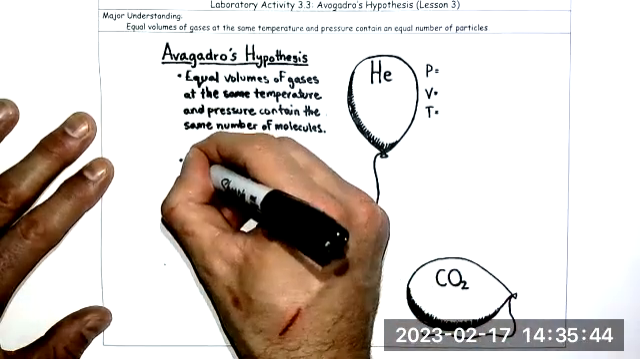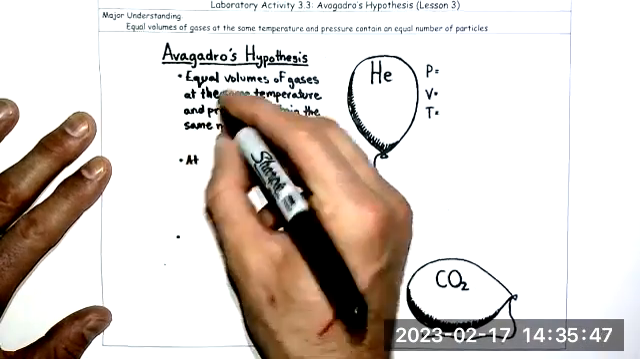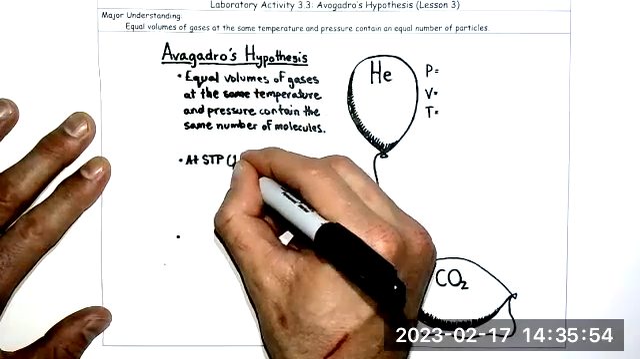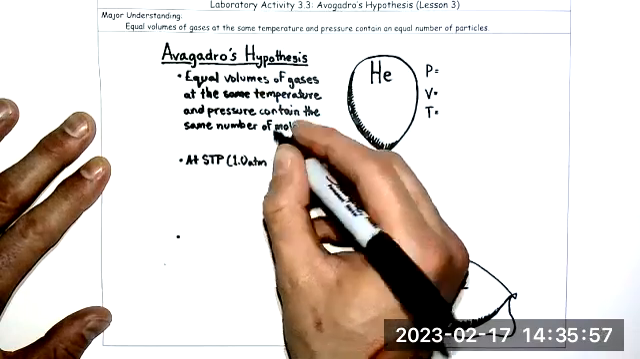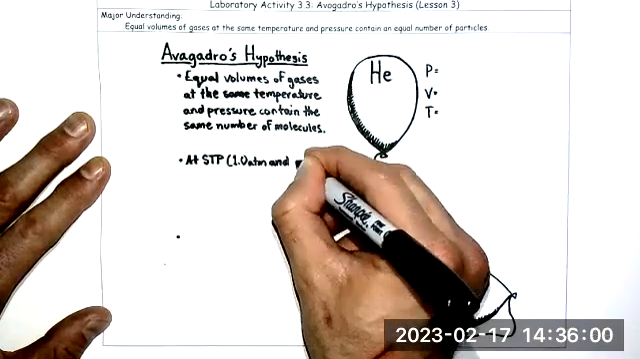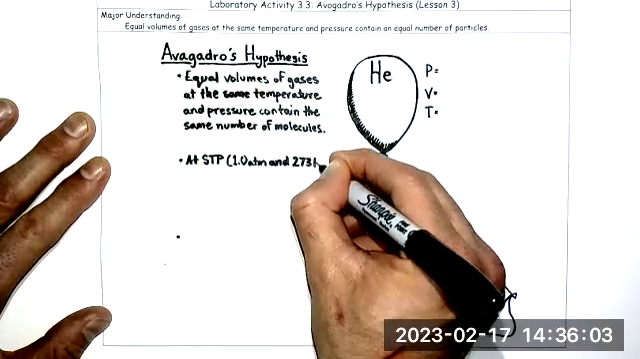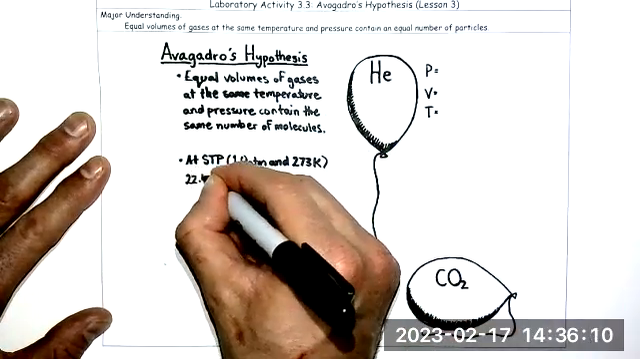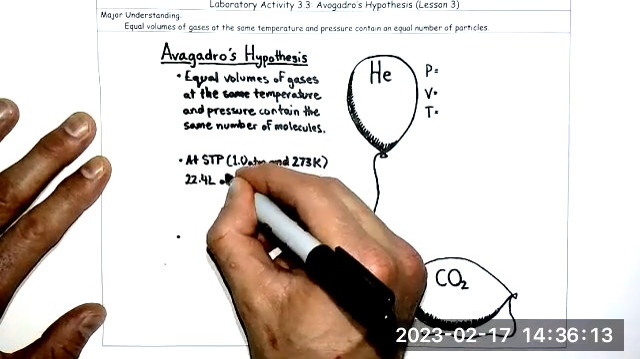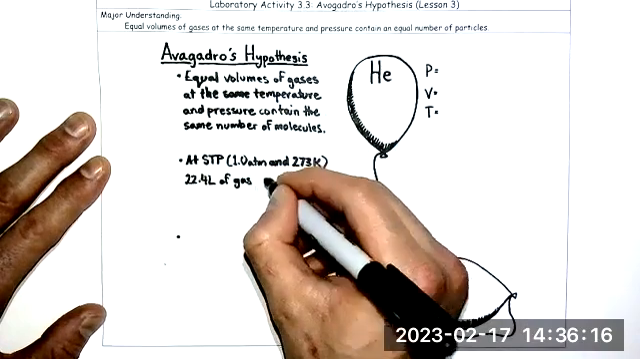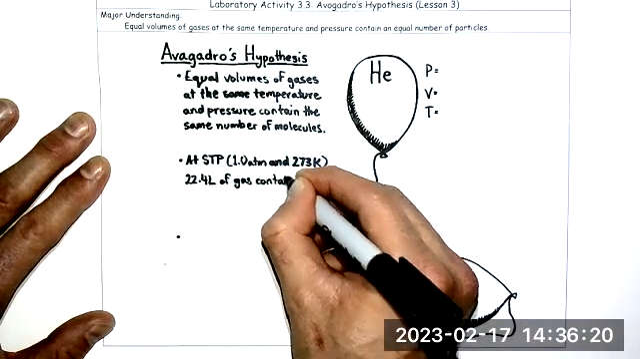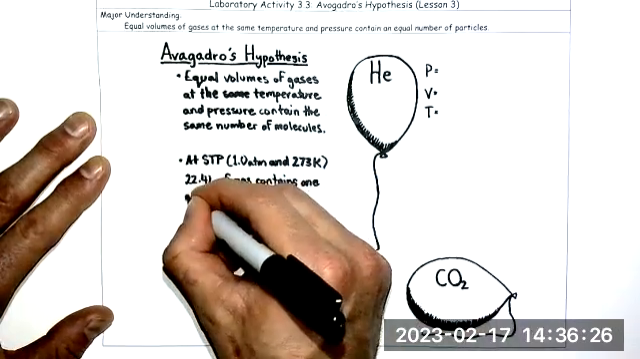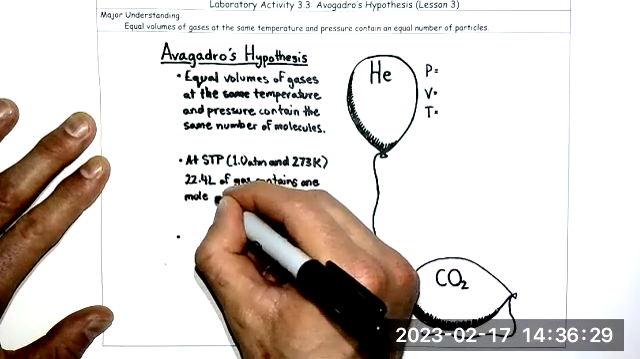All right, and so at standard temperature and pressure, which is 1 atmosphere and 273 K, 273 degrees Kelvin, 22.4 liters of gas contains 1 mole of molecules.